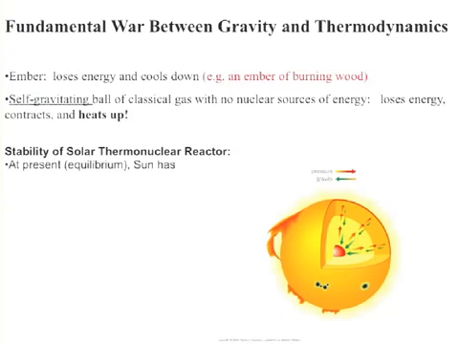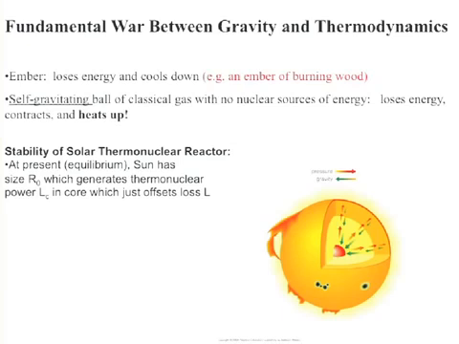Okay. The sun has a size which allows the thermonuclear generated power in the center of the sun to get out. If somehow this nuclear reactor generated more energy, what would the sun do? It would get larger. The sun would get larger for a few moments, and that would allow the energy to escape.